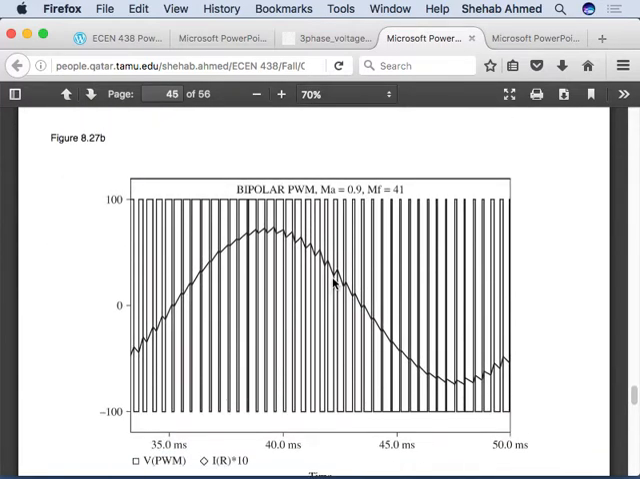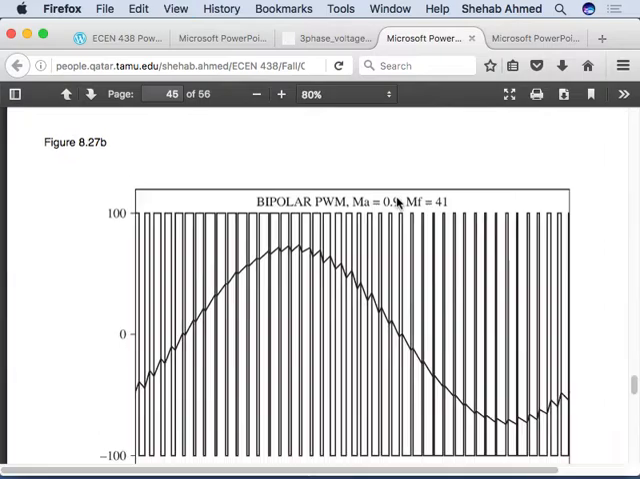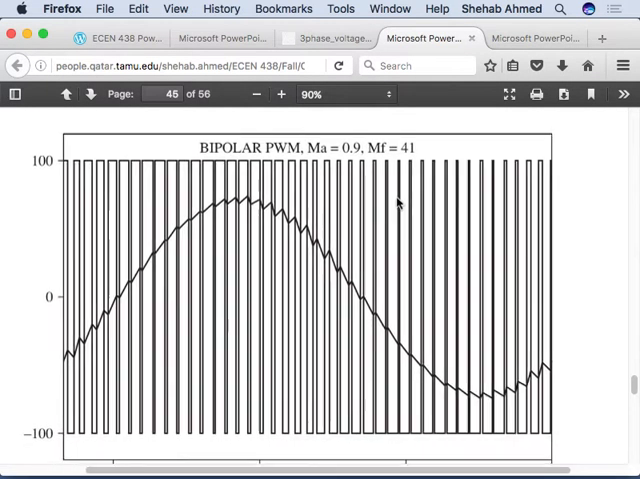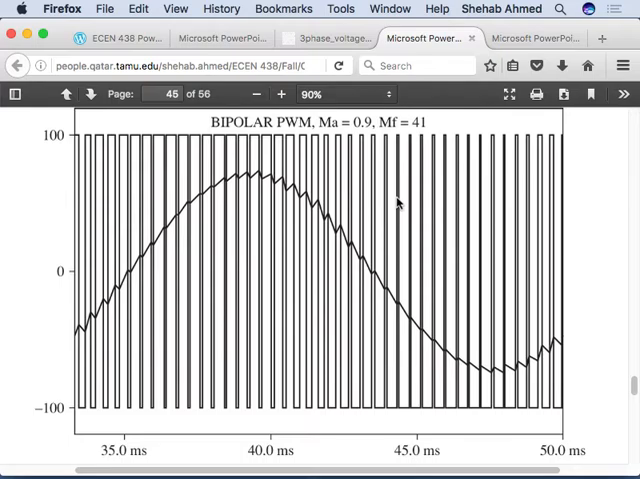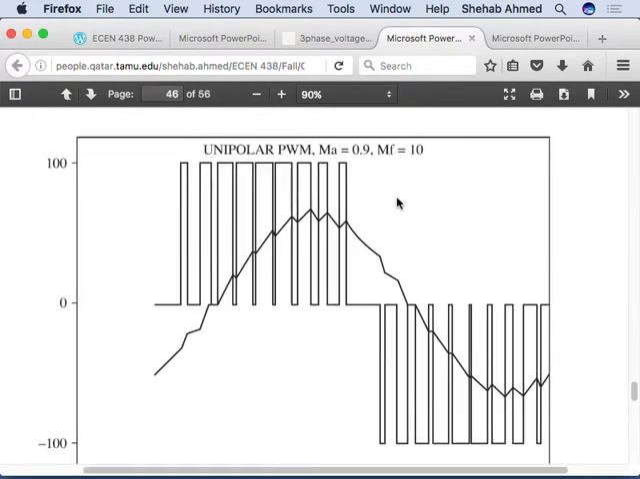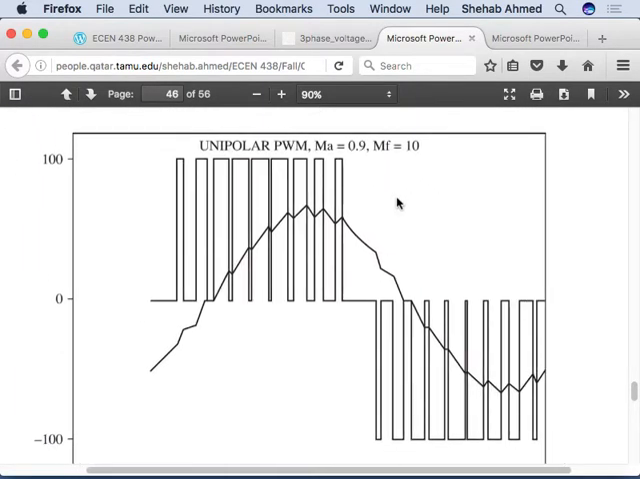So if you make this very small, then you have less time for current to rise and less time for current to fall. So you end up with less ripple when you increase the frequency modulation ratio. Does it make sense? Of course, at the expense of power loss. If you increase switching frequency, you're increasing power loss, something you have to assess. And this is unipolar pulse width modulation.